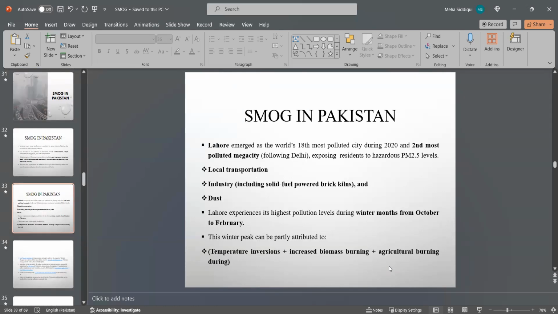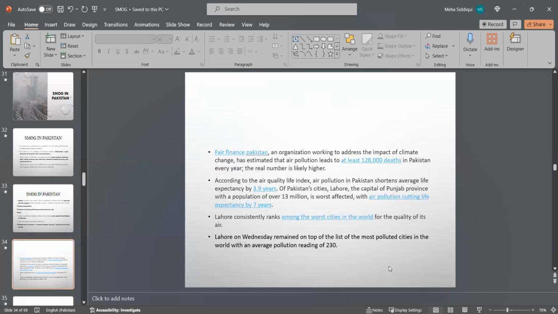Lahore emerged as the world's 18th most polluted city during 2020 and the second most polluted megacity due to local transportation, industry, and dust. Lahore experiences its highest pollution levels during winter months from October to February. This winter peak can be partially attributed to temperature inversions, increased biomass burning, and agriculture burning during this season.